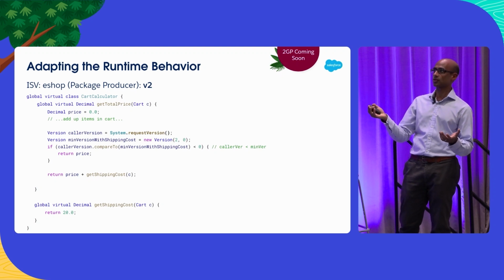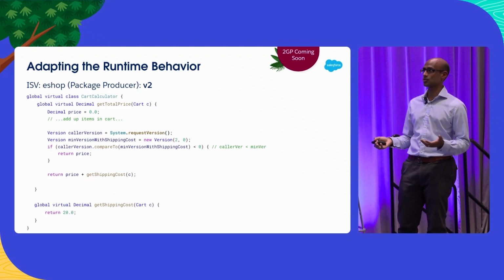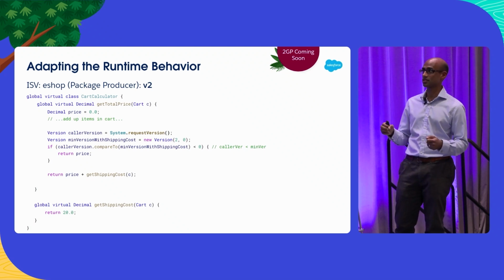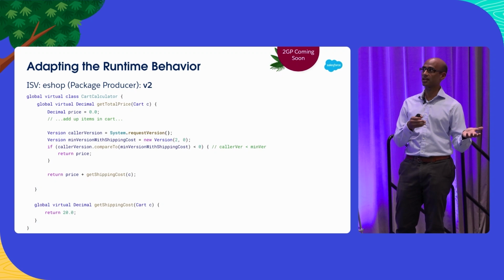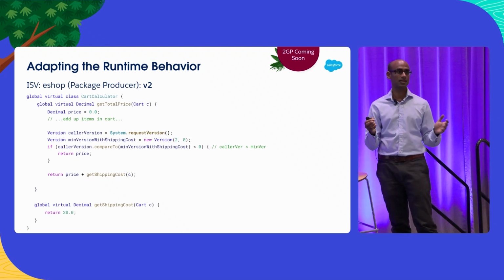System.requestVersion represents the caller version, and then you embed in source code the version in which you introduced a new feature. So you've got a min version with shipping cost, which was introduced in version 2. So that's a minimum version with that feature. And then you compare the two, and if the caller version is less than the version you introduced that feature in, you would just return the original behavior, so we return price. Otherwise, you return the new behavior, you return price plus shipping cost. And so that's how we preserve behavior.